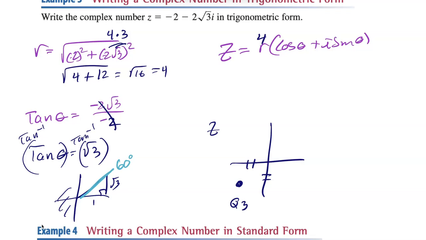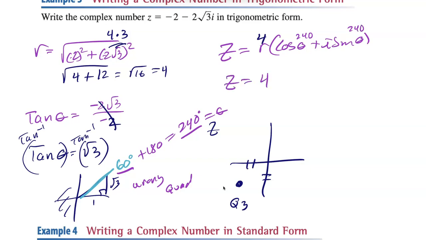So since we know it's the wrong quadrant, we're going to add 180 to it, and we're going to get 240 to be in the correct quadrant, right? Because 240 would be right here, 180 plus 60. And there we go, that's our theta. So we're going to get 240, and we get z equals 4 cosine of 240 plus i sine 240 degrees.